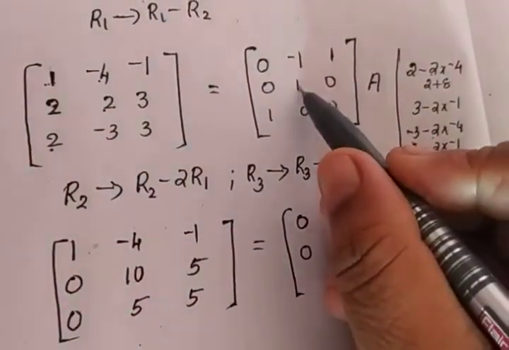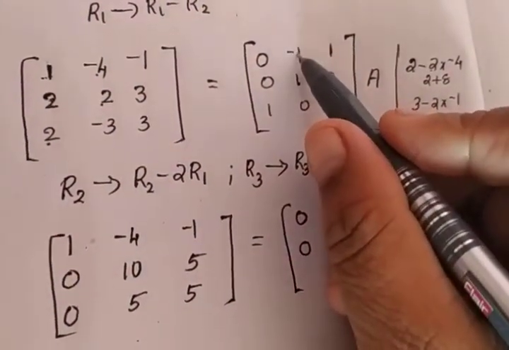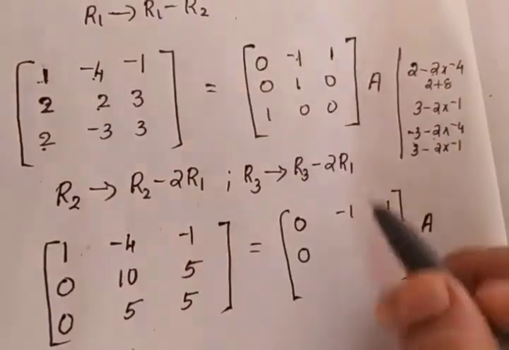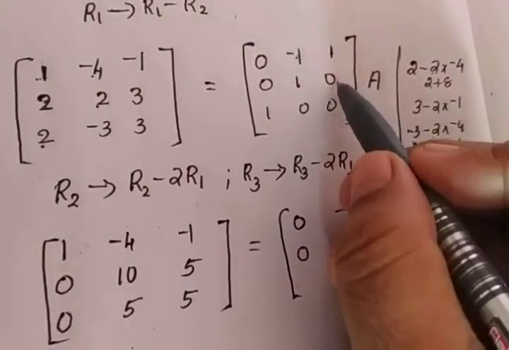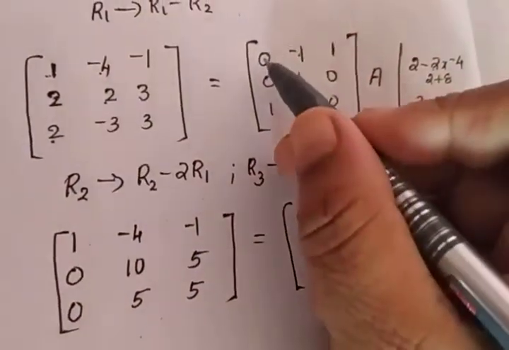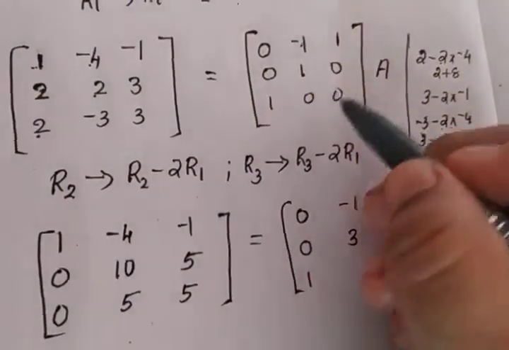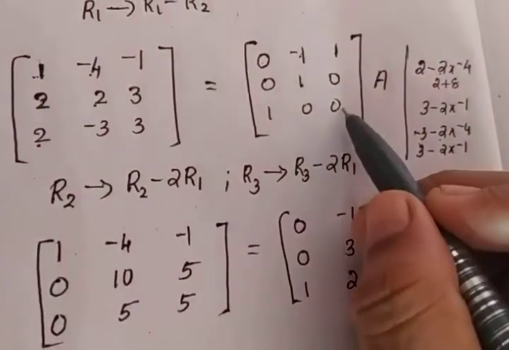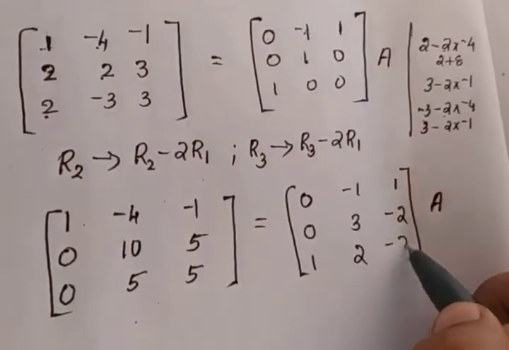What happens here? 1 minus 2 into minus 1. Minus 2 into minus 1 is 2 plus 2. So 1 plus 2 gives you 3. And here 0 minus 2 into 1 gives you minus 2. Third row 1 minus 0 into 2 is 1 itself. 0 minus 2 into minus 1 which gives you 2. And 0 minus 2 into 1 gives you minus 2.